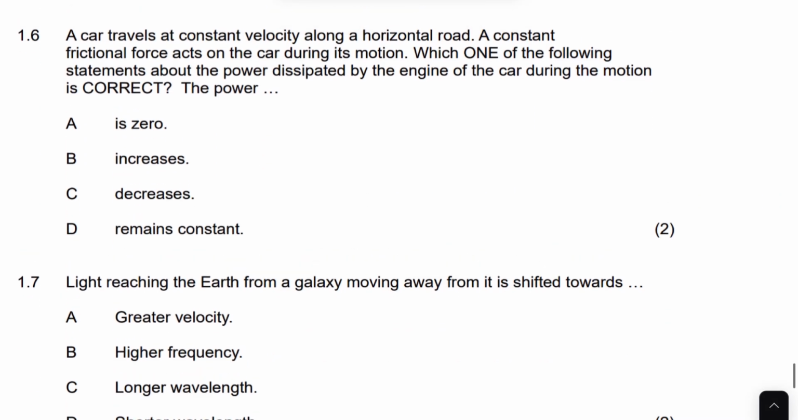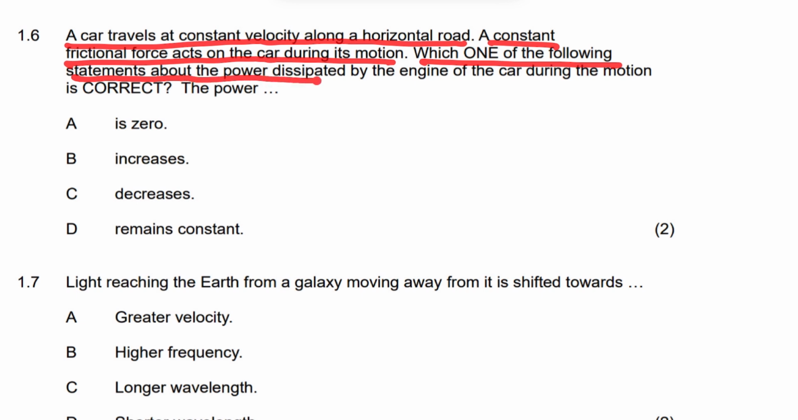Right, 1.6 says a car travels at constant velocity along a horizontal road. A constant frictional force acts on the car during the motion. Which one of the following statements about the power dissipated by the engine of the car during the motion is correct? Now, this car moves at constant velocity, and there's a constant frictional force acting there.